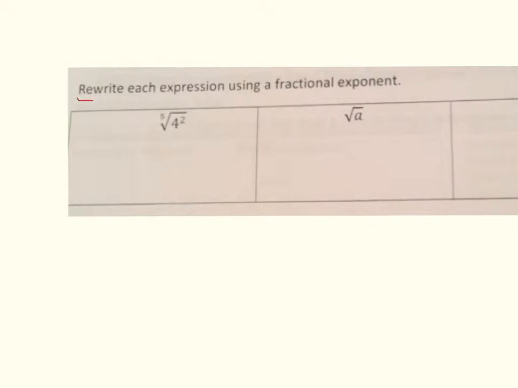Now, on this one, we're going to rewrite each expression using a fractional exponent. So my base is 4, and my power is 2. The exponent is to the 5th. All right, so you have 4 to the 2/5 power. Now, remember, your index on the next one is 2. Your power is 1, so this would be a to the 1/2 power.